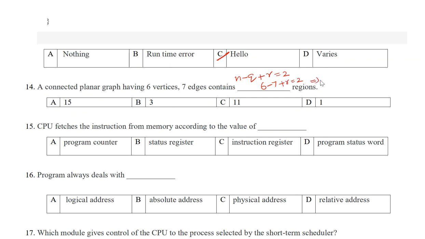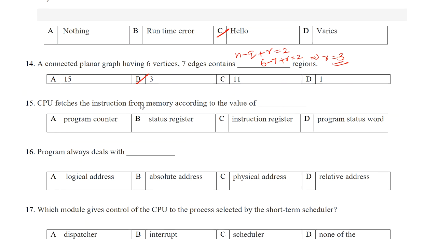So from this, r is how much? 6 minus 7 means minus 1 will be there. So r is equal to 3 is the right answer. So B is the right answer for this question here. Okay. Next one.